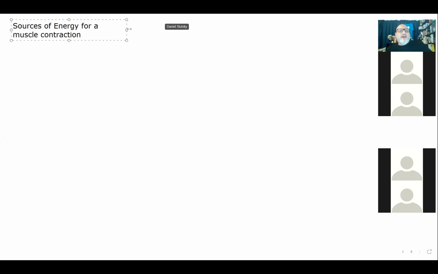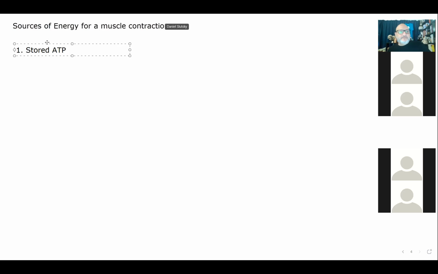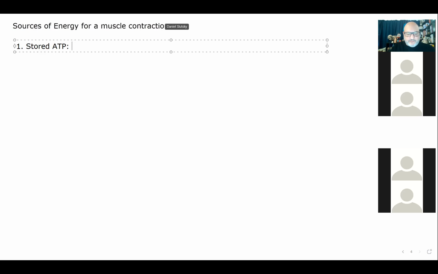So our sources of energy for a muscle contraction. First is just stored ATP. This is just ATP that is free floating.